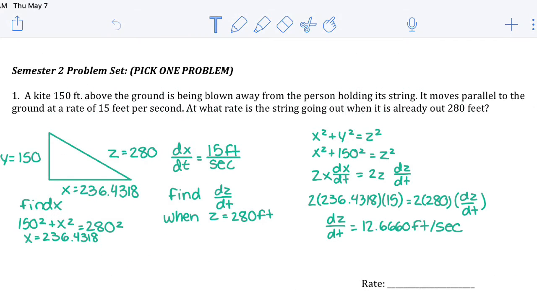The next problem is a related rates problem, and it says a kite 150 feet above the ground is being blown away from a person holding its string. It moves parallel to the ground at a rate of 15 feet per second. At what rate is the string going out when it is already 280 feet? When solving this problem, your first step is to draw a picture.